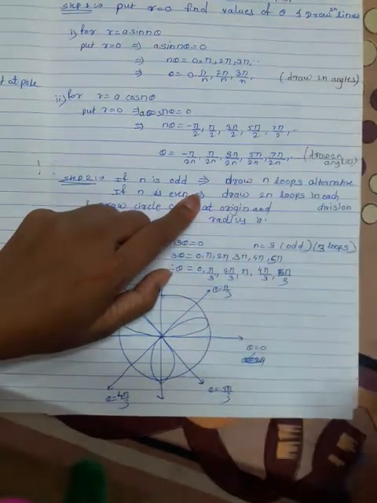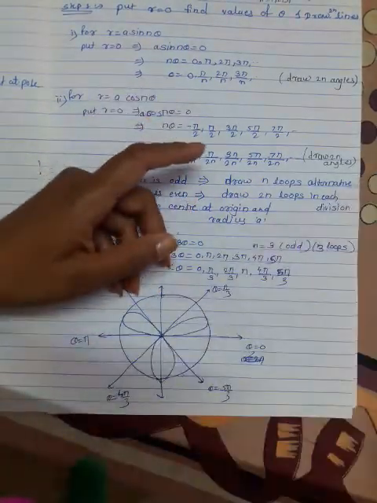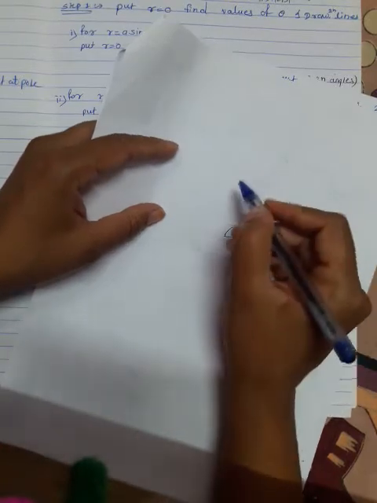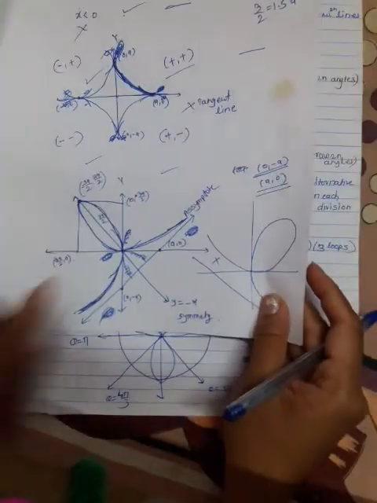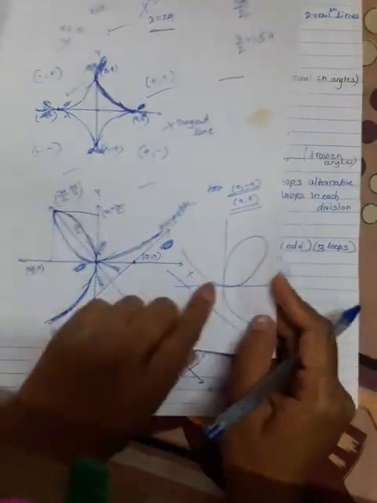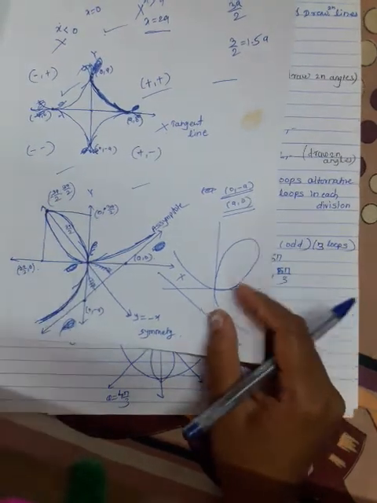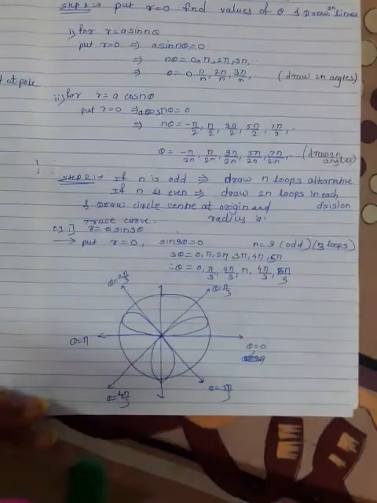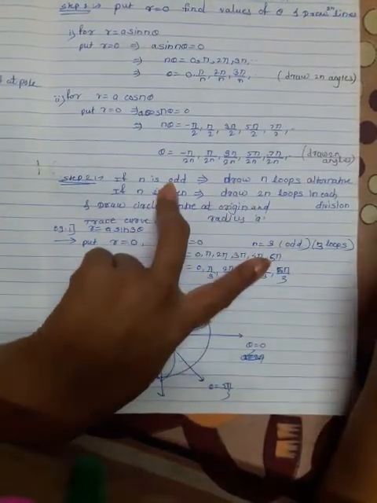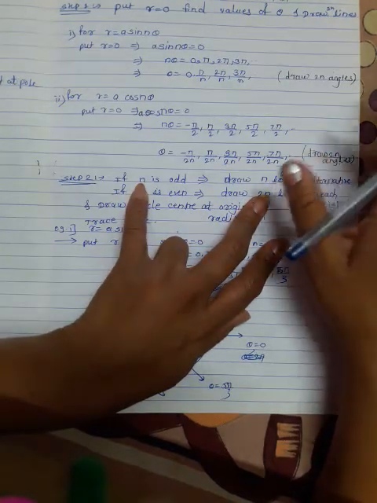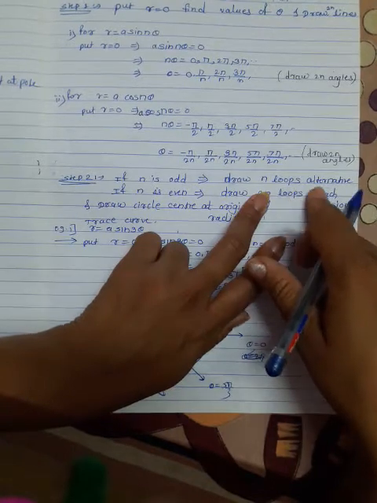Loops means, this is a loop. In so many Cartesian curves we have seen the knot. Such a type of knot is called a loop. Okay, how many loops do we have to draw? If n is odd, we have to draw n loops. If n is odd, that many loops we have to draw alternatively.